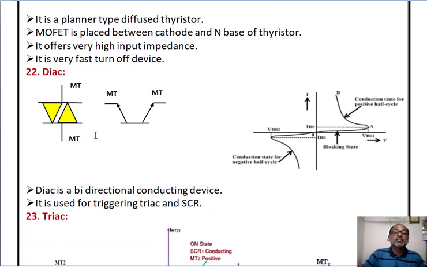Next, diac. So this is the symbol of the diac. It has two terminals, MT1 and MT2. This is the characteristics of the diac. So the diac is a bidirectional conducting device. That means it conducts in any direction. That's why it is called bidirectional. That means current flows from upper to lower as well as lower to upper. Due to this, it is used for triggering the triac and the SCR.